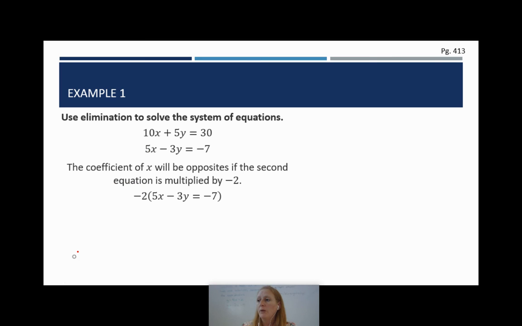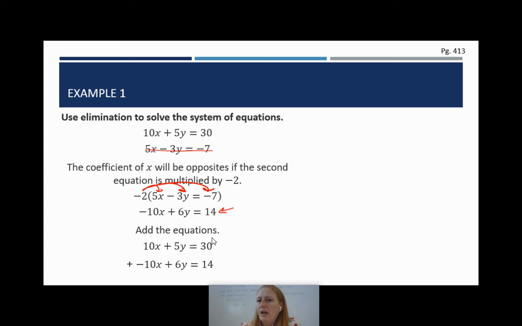Okay? Grab my red pen. So I'm going to multiply everybody by a negative 2. So negative 2 times 5x is negative 10x. Negative 2 times negative 3y is a positive 6y. And negative 2 times a negative 7 is a positive 14. Now, I'm not going to use this one anymore. I'm going to use this guy. So I'm going to add my first equation with the new version of my second equation. Now I can add my equations together.